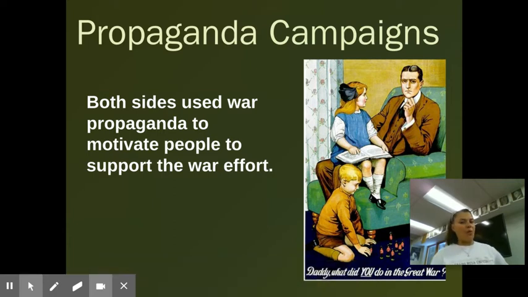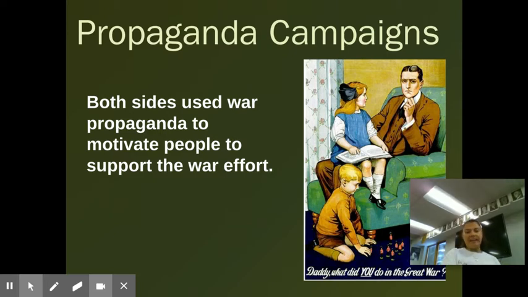Remembering that the Great War was what we called World War I back then, because they didn't know that there was going to be a second World War, so they didn't call it World War I. So the little girl is asking her dad what he did during the Great War, kind of making him feel like, well, if I don't do something, I'm not a hero in my daughter's eyes. So that's kind of propaganda, making him think about, how am I supporting this nation?